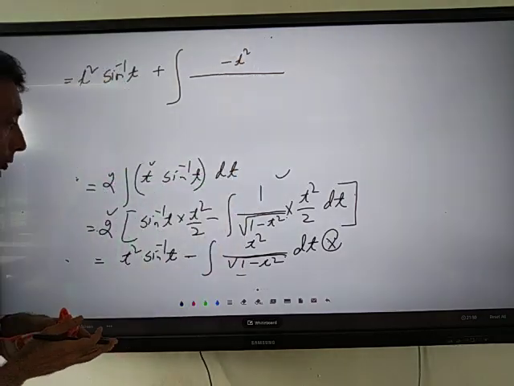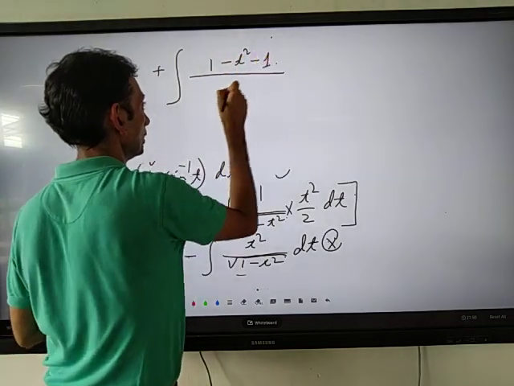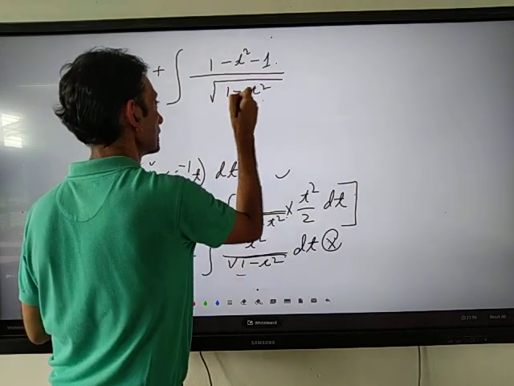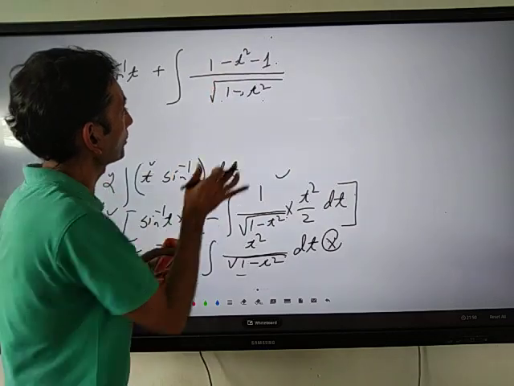Fine, minus t squared, and just manipulate the numerator as 1 minus t squared minus 1. Okay, the reason is this term is 1 minus t squared. We're just trying to write the numerator in the form of 1 minus t squared.